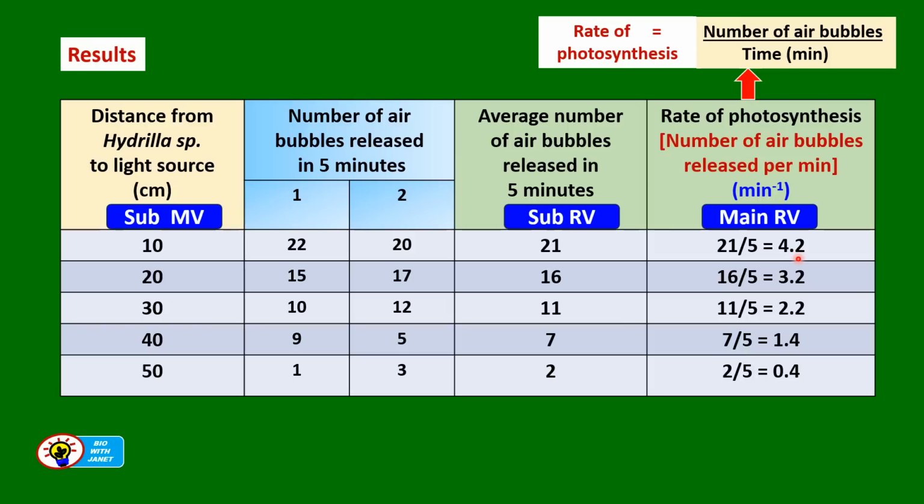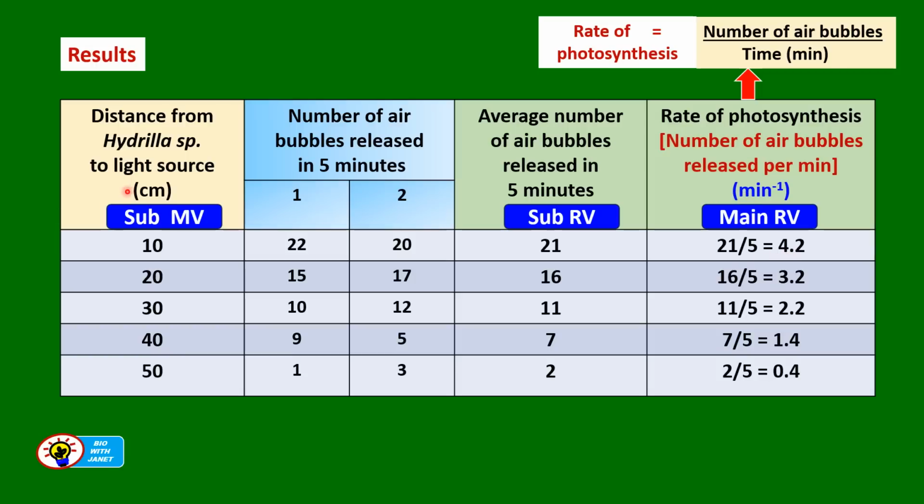Now, by the way, what is the unit for rate of photosynthesis? It is bubbles per minute. And what's the unit for average number of air bubbles? It should be bubbles, like 21 bubbles, 16 bubbles, 11 bubbles. Sometimes they don't write the word bubbles. You just take it as 21, because they already have the word bubble in the heading. So there seems to be no unit for this one. And for rate of photosynthesis, it can be bubbles per minute or per minute. It should be 4.2 bubbles per minute.